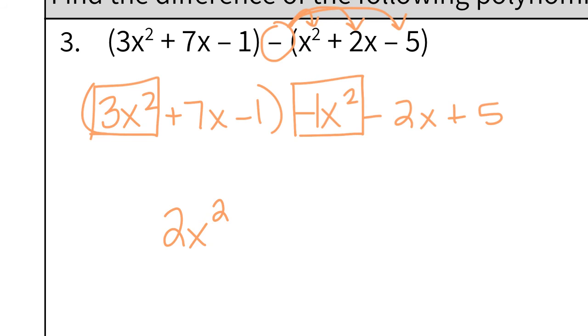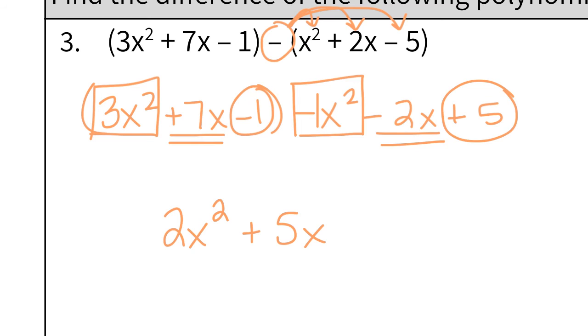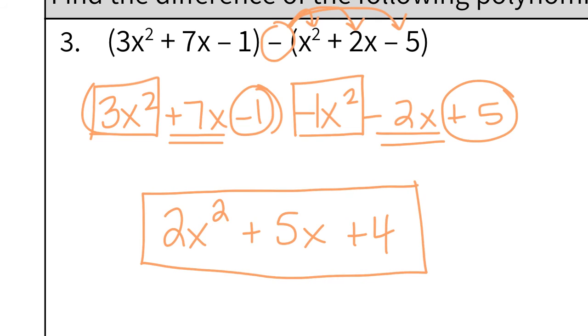Okay, now for the next one, I have positive 7x and negative 2x. We're going to add those up. 7 plus negative 2 gives me positive 5x. And then last I have negative 1 and positive 5. And when we add those two numbers together, we get positive 4. So this would be my answer when I subtract those polynomials.